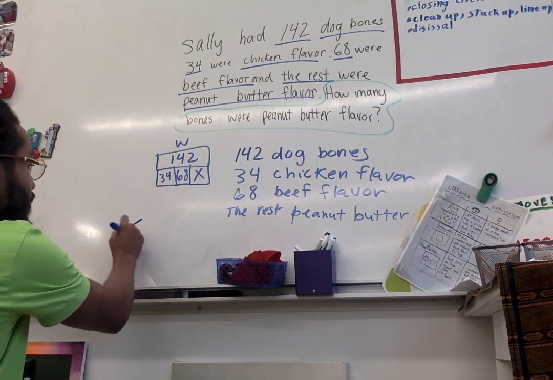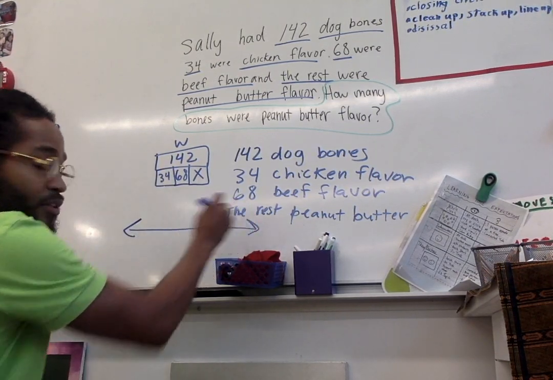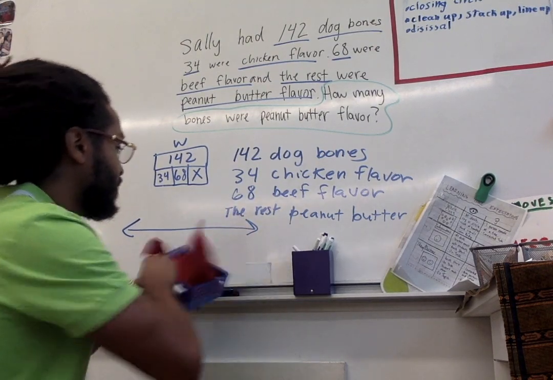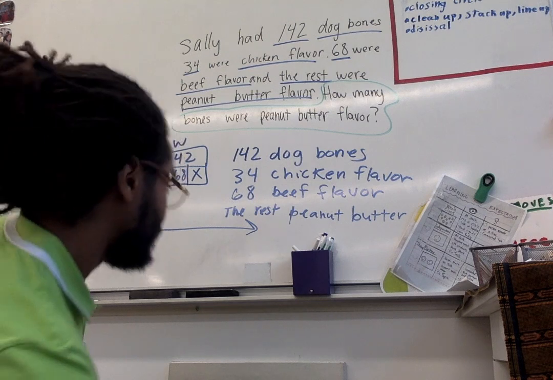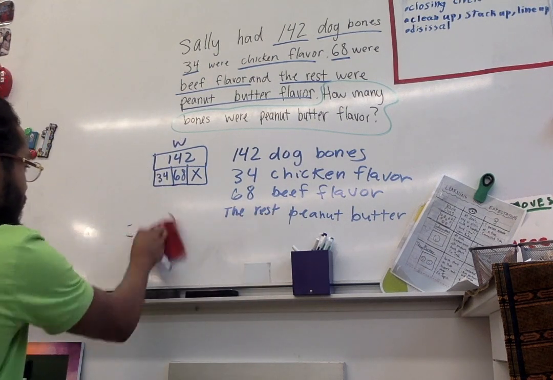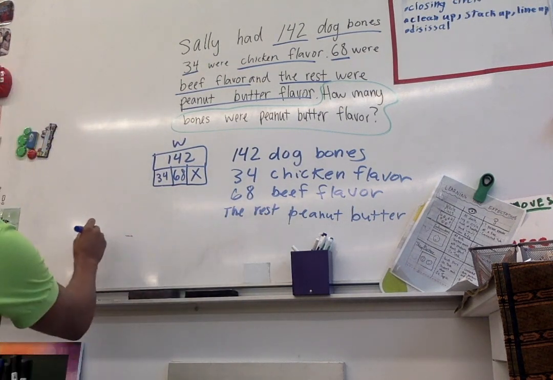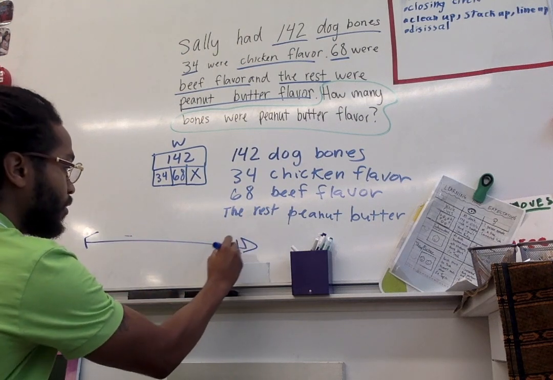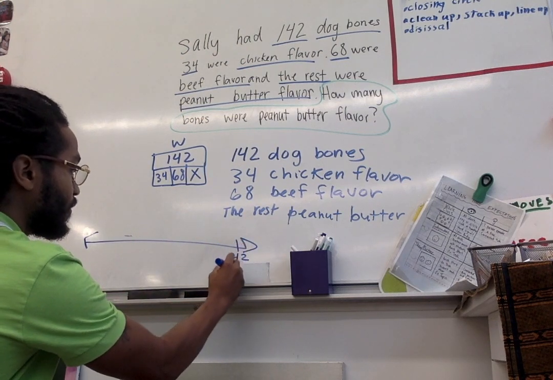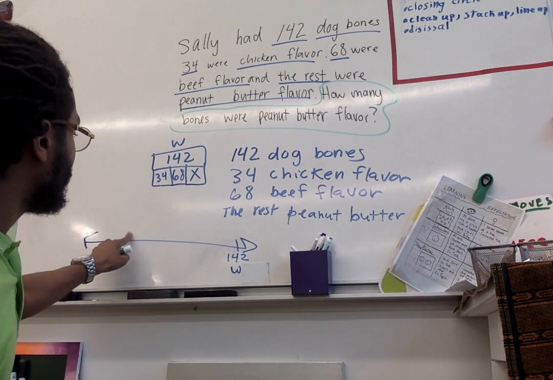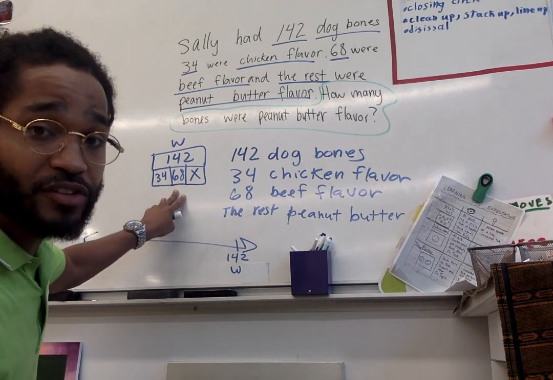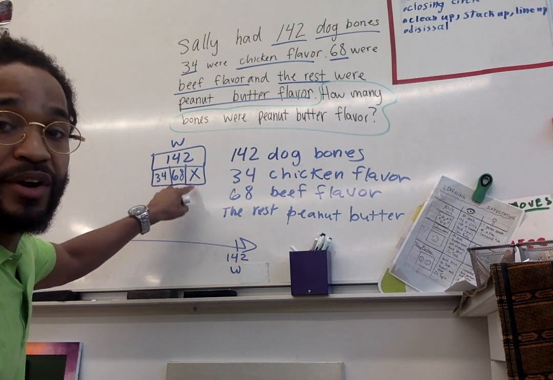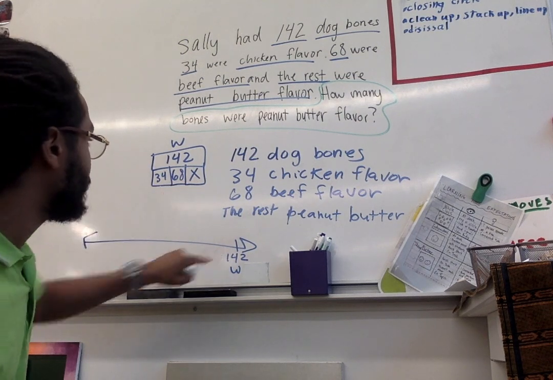142. Let me make a number line. Let's move this out the way. Make this number line longer. 142. We'll go right here because that's the whole. Now, what's a little bit confusing is that I have three parts. I have to combine those parts and then figure out what else I need to get to 142.